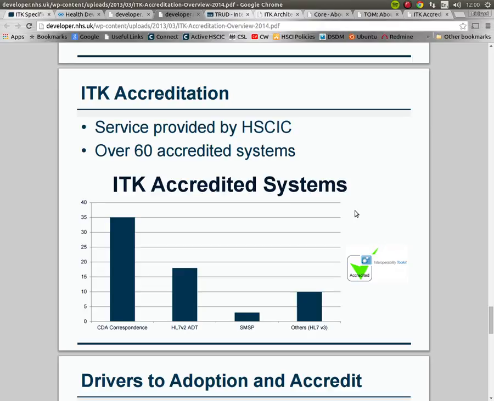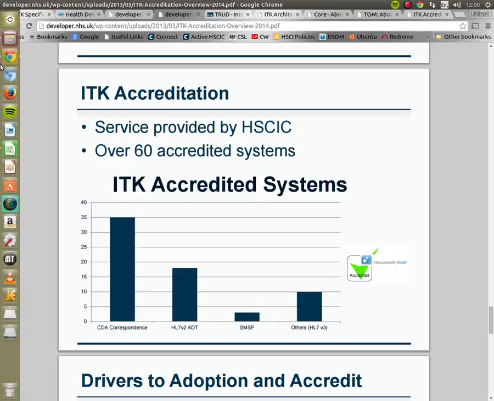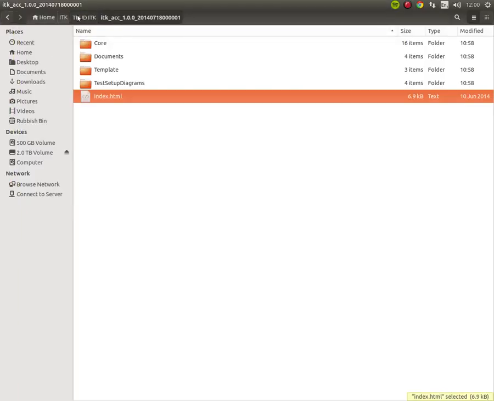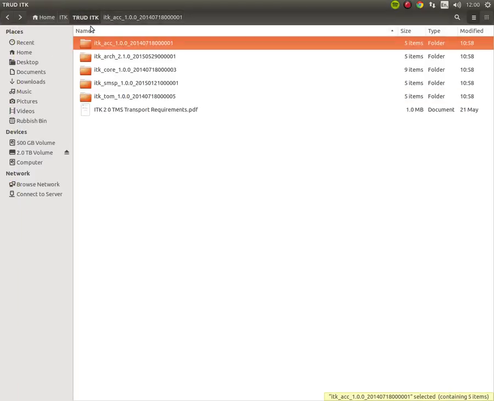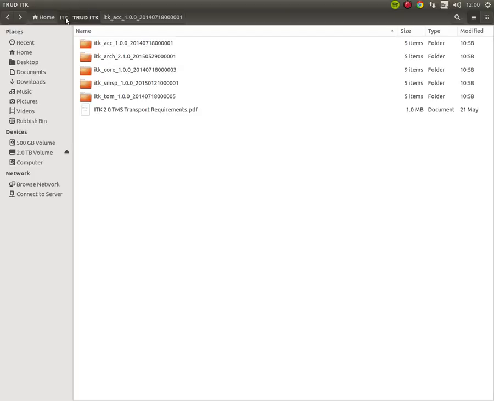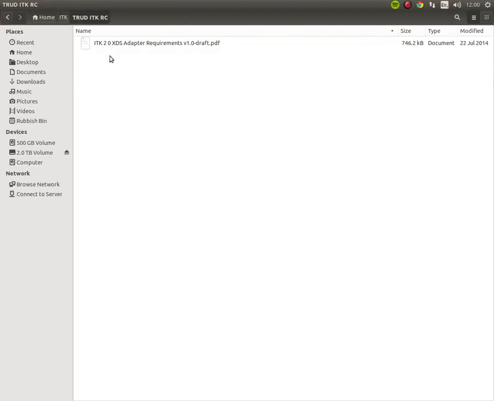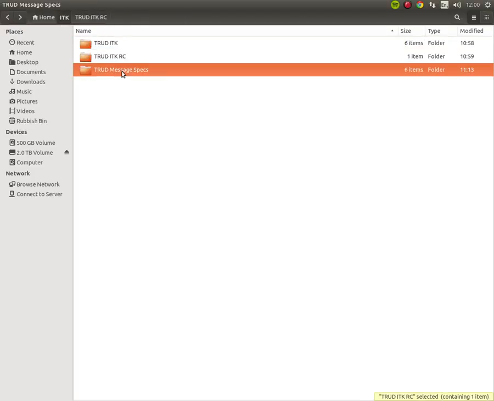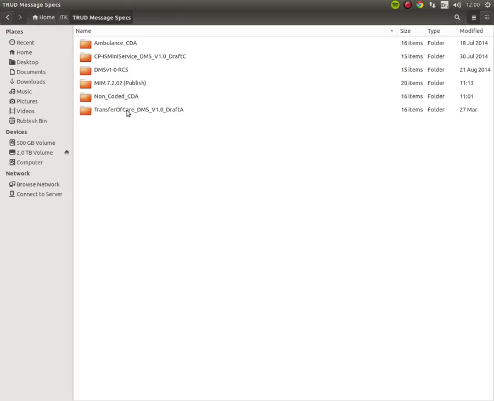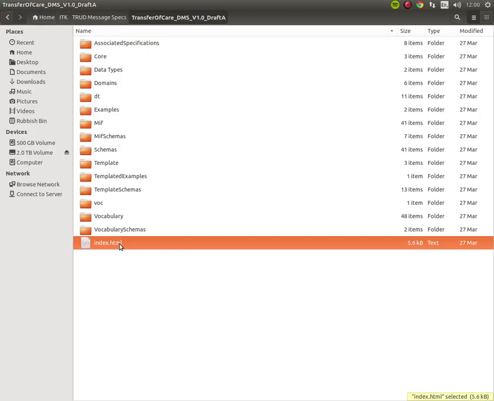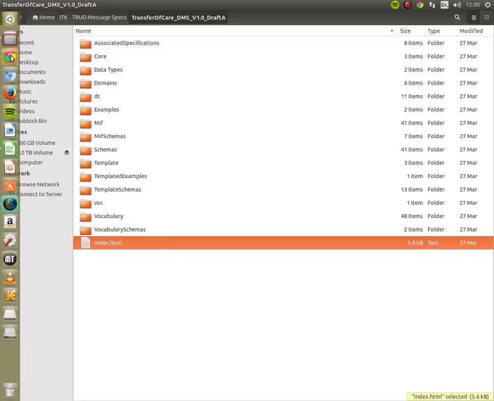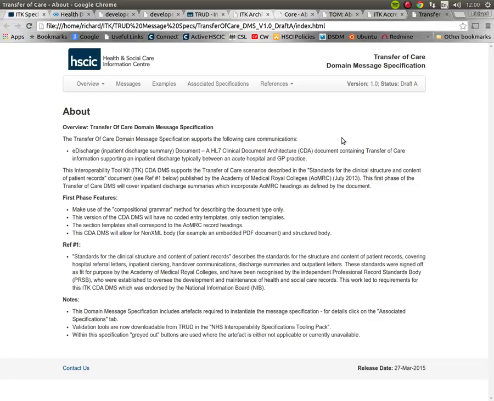The e-discharge and the new DMSs that have been published on TRUD, which I can show you. If I just go back here, let's open up the e-discharge. I think it's under, sorry, it's under message specifications, transfer of care. So certainly this is one of the latest specifications that has been published.